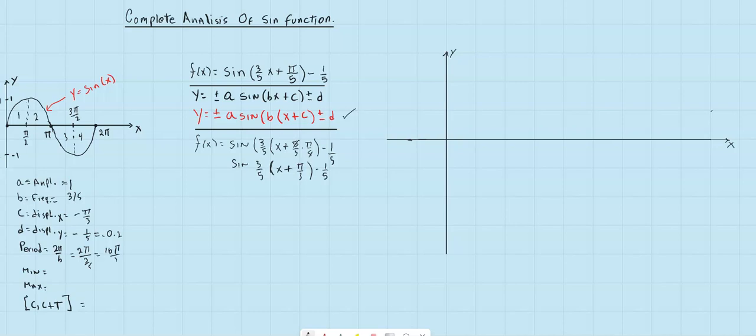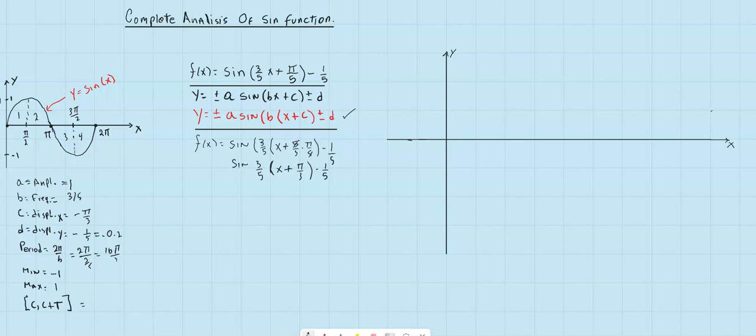Our minimum, well, our minimum is right here. Look at the standard sine function. Y equals sine of x has a minimum of -1, and our maximum is 1. So our minimum is -1, and our maximum is 1.